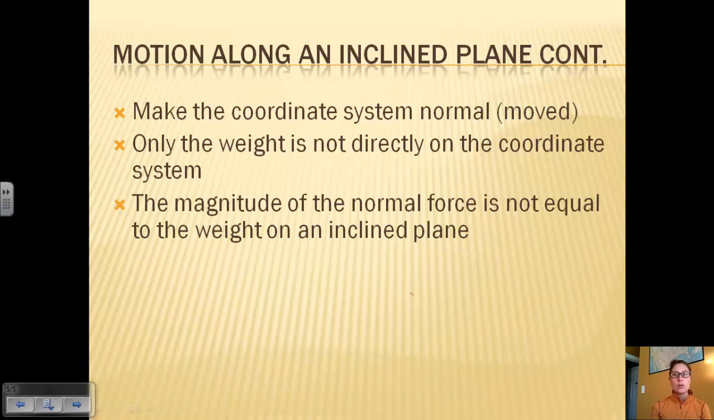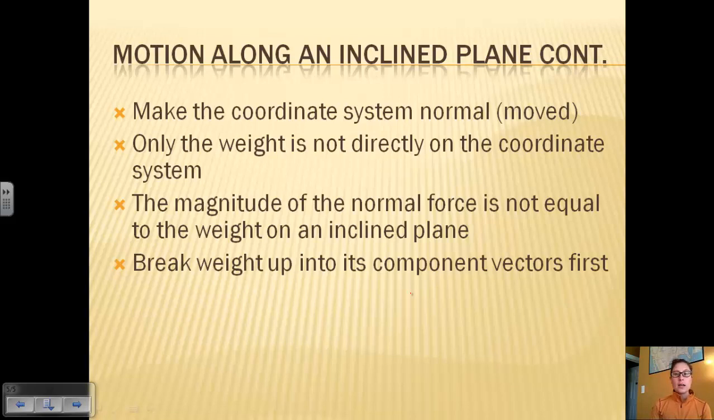So the magnitude of the normal force is no longer equal to the weight of the object when we're on an inclined plane. If you remember from chapter 4, we talked about how the normal force and force due to gravity are equal and opposite. But now that we have this angle, that's not going to be true anymore. So we'll tip this free body diagram and we'll talk about how that works.